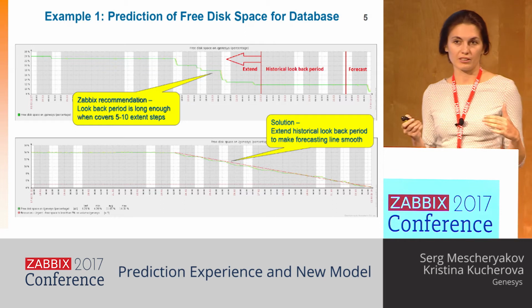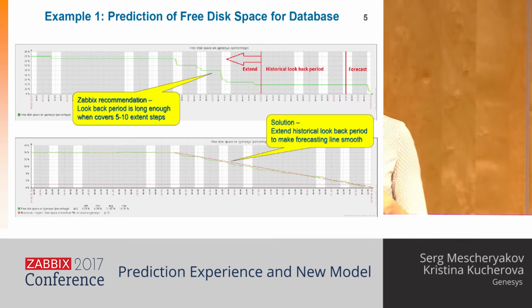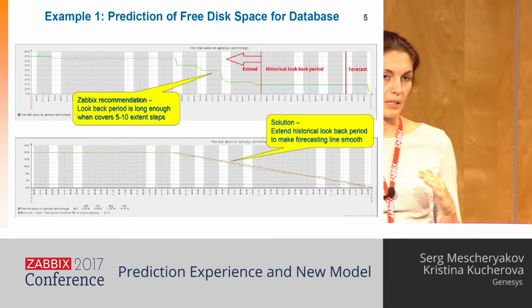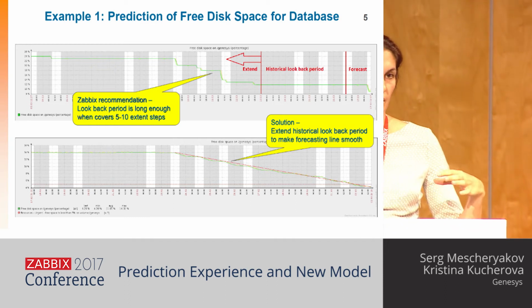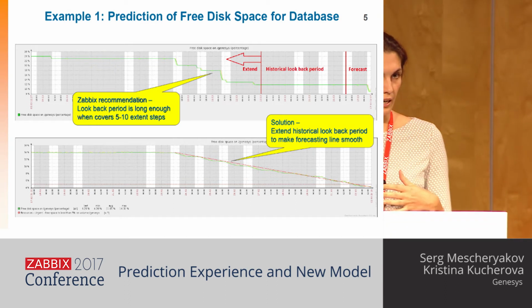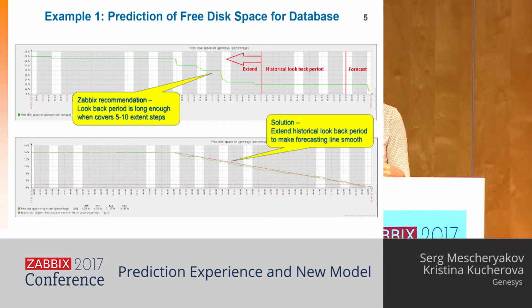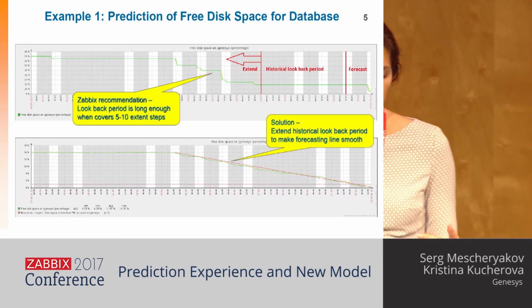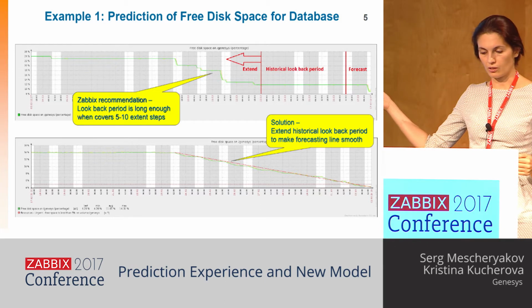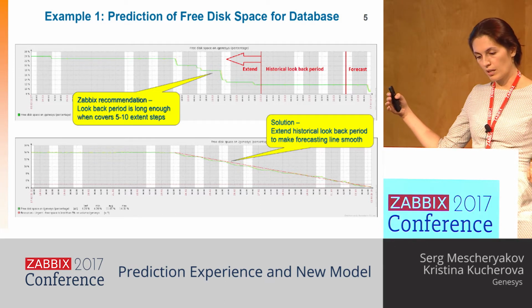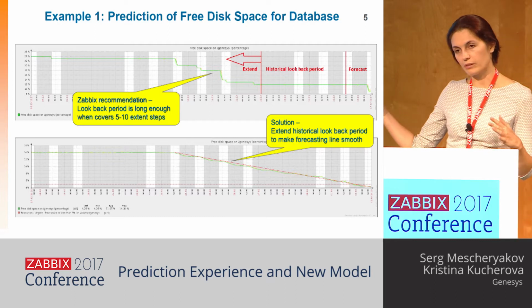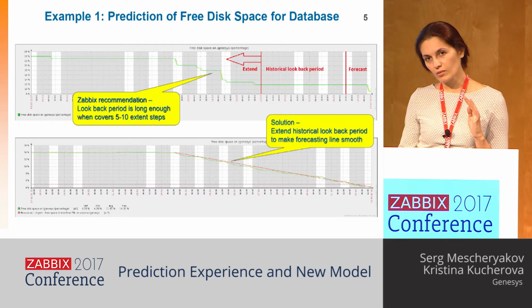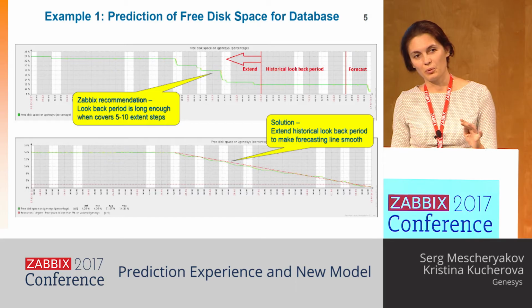What Zabbix recommends is to increase the history look-back period to include several drops like we had in the historical look-back period. And on the second graph, you can see that if we extend this period, it becomes almost linear. So we will not forecast that we will have an outage in 30 days, for example.